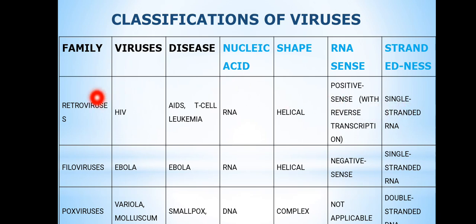For example, I'll just talk about retroviruses. Retroviruses, that's the family. Remember, if we're talking about the taxonomy of microorganisms, we move through the different domains, from family to species, the genus, and everything. So the family is retroviruses, and the actual virus would be HIV. So the HIV virus falls under the family of retroviruses. What disease does it cause? It causes diseases such as AIDS and T-cell leukemia. I don't know if you've heard of it.